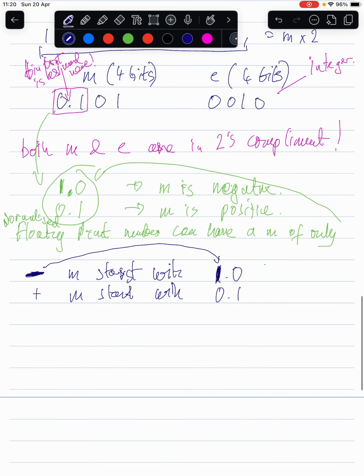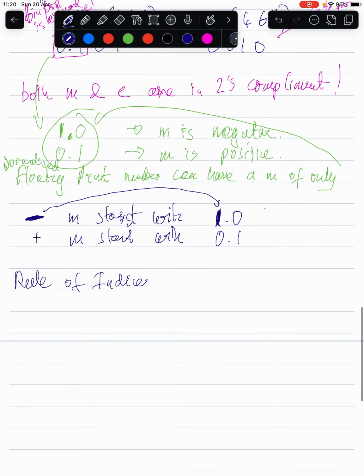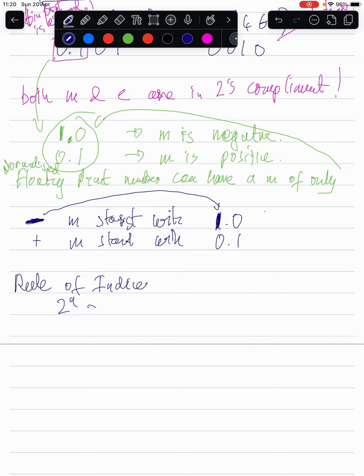Right. I just want to also remind you of some rules. One rule of indices: that 2 to the a times 2 to the b is the same as 2 to the a plus b. Okay. I find the way I do this stuff, that is useful to know. Okay, so hopefully that will all be useful. These little bits of knowledge often mean that that's where the difficulty is when looking at floating point numbers.